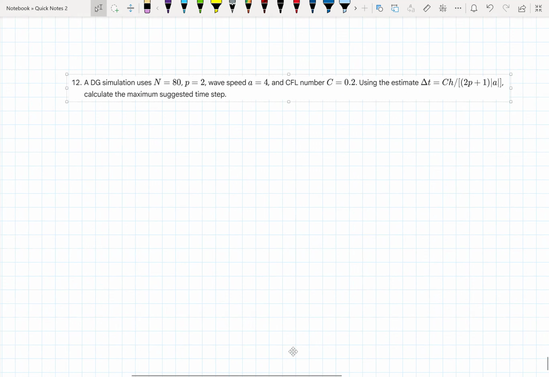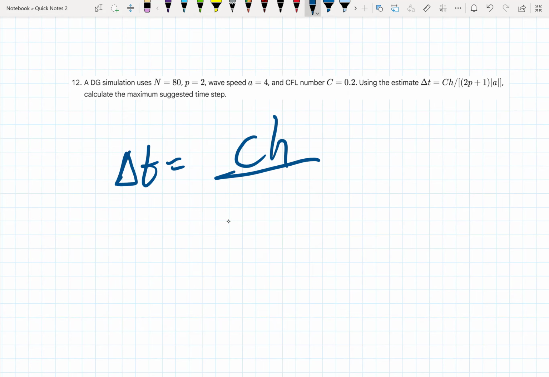A discontinuous Galerkin simulation uses n equals 80, p equals 2, with wave speed a equals 4, and CFL number c equals 0.2. Using the estimate delta t equals c h over (2p plus 1) times the absolute value of a, calculate the maximum suggested time step. So first of all, we know that delta t is equal to c h all over (2p plus 1) multiplied by the absolute value of a. So that's settled.